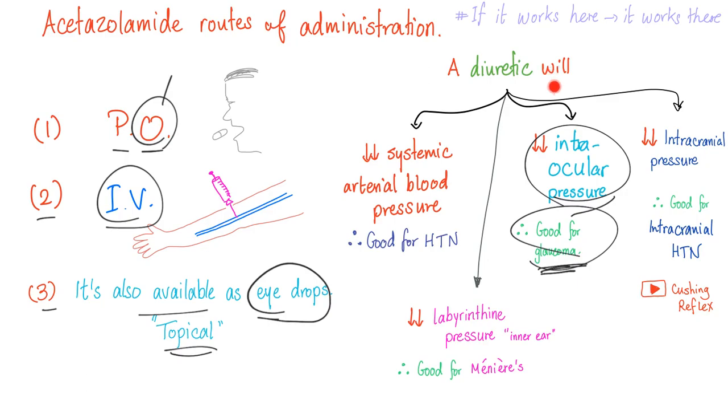Acetazolamide is a diuretic and it will decrease the intracranial pressure, therefore it's good for intracranial hypertension. By the way, watch my video on Cushing reflex, one of my most popular videos ever.